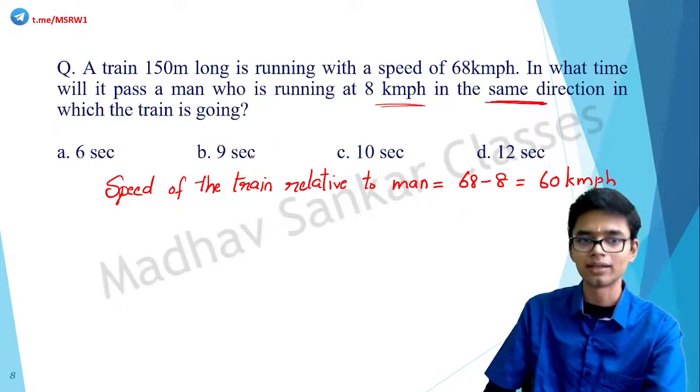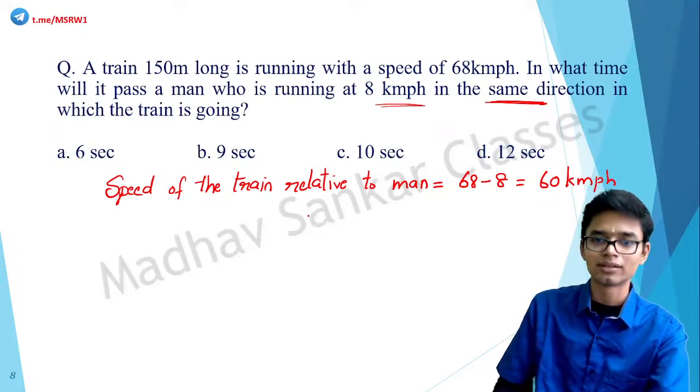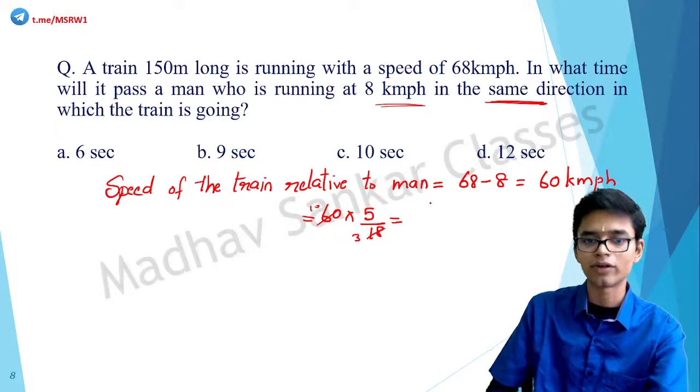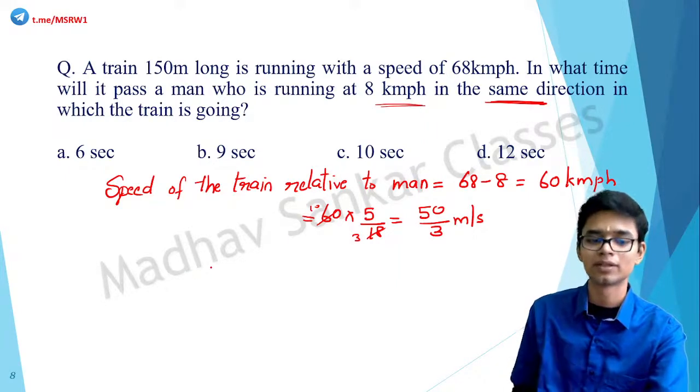Okay, but again, the other units are in meter per second. So we have to convert this to meter per second. This is equal to 60 into 5 by 18 meter per second, which is 10 into 5 by 3, 50 by 3. So we got the relative speed.